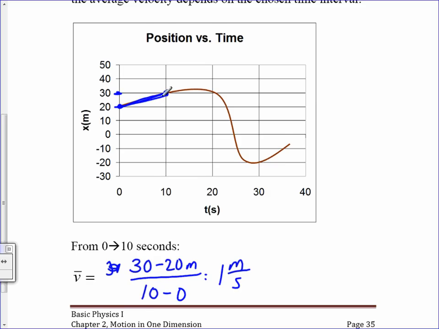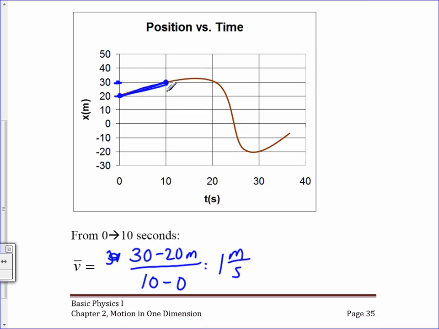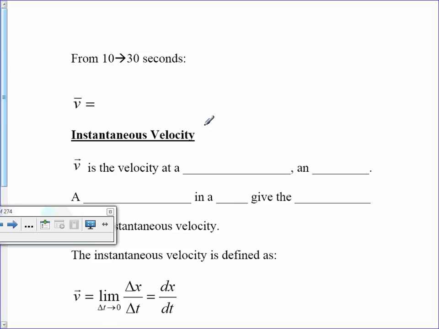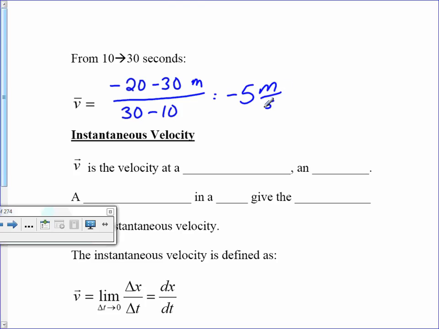However, if I take a different time interval, say from 10 to 30 seconds, I'm going to draw it here and then I'll go to the next page. Say I want to know the time interval from 10 to 30 seconds, then I'm going to find quite a bit different average velocity. So from 10 to 30 seconds, it's going to be minus 20 meters minus 30, divided by 30 minus 10. And then that's going to equal negative 5 meters per second.